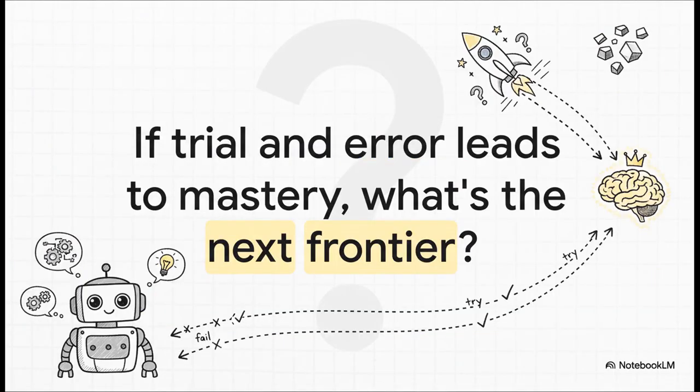And that kind of leaves us with one final thought. This whole incredible journey started with a robot that knew absolutely nothing. It learned everything it knows just by trying things and failing. If a principle that simple can achieve so much, it really makes you wonder, what's the next big leap going to look like?